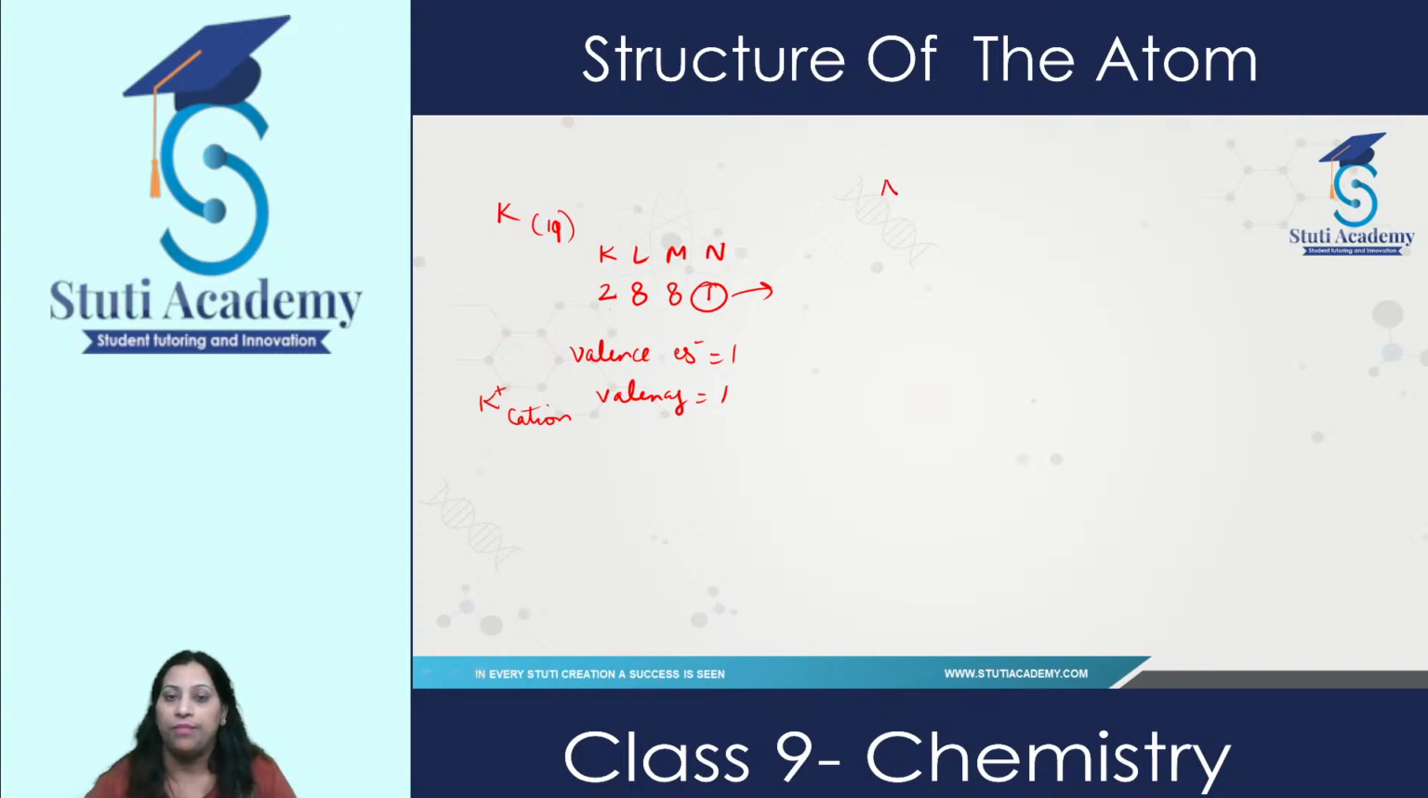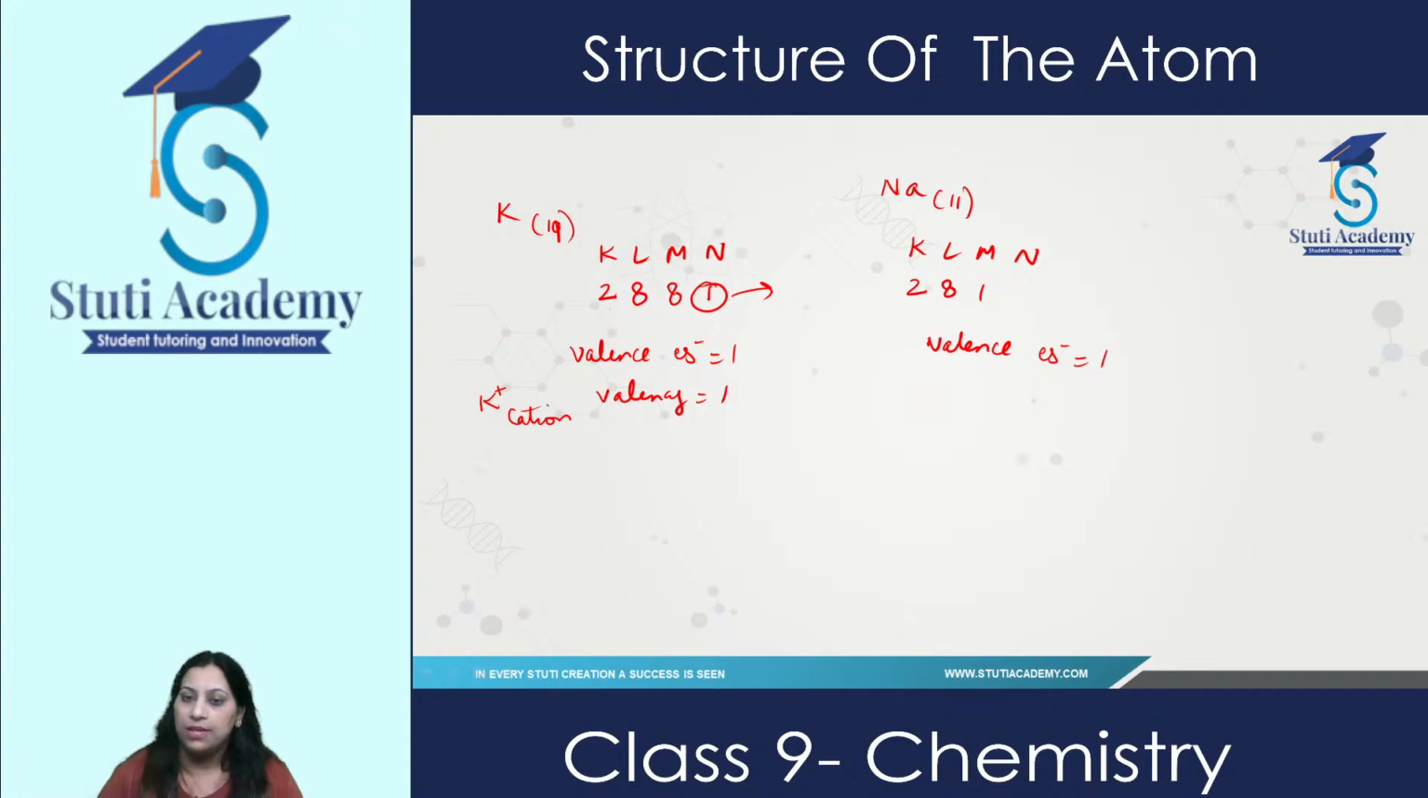Next is sodium. Its atomic number is 11. I hope you are solving it simultaneously. KLMN. And those who know the answer, please write it down in the comment box. 2, 8, 1. So if we are talking about its valence electrons, 1, and valency is also 1, because here it is also losing one electron, it is giving one electron, and it becomes positive. Again, it becomes a cation.